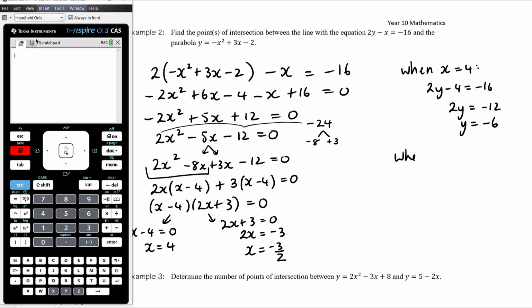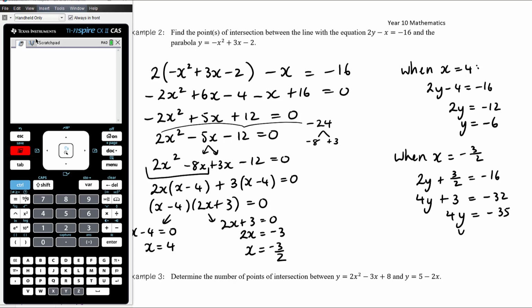And when x is negative 3 on 2, 2y minus 3 on 2, so plus 3 on 2 equals negative 16. Let's multiply everything by 2 to get rid of those fractions. So that's 4y plus 3 equals negative 32. So subtracting 3 is negative 35, and y is negative 35 on 4.